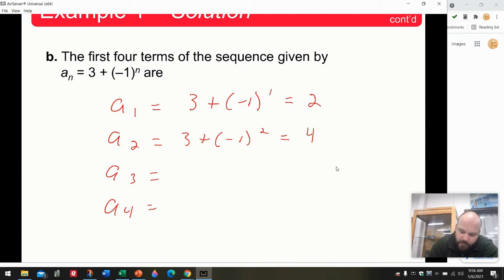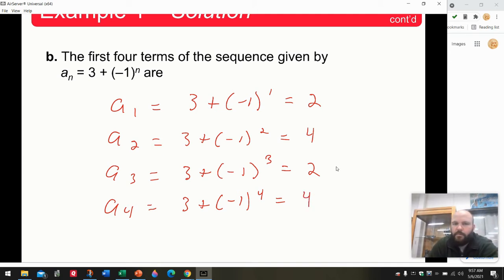Now for the third term, we will also plug in 3, but what you're going to see is we will kind of circle back and it will be the same as the first term. We have negative 1 to the third power, which is negative 1. And then when you add that to 3, you end up with 2. So once again, we come around with 2 again. Now a sub 4, I think you'll begin to see the pattern here. Negative 1 to the fourth power is positive 1, and positive 1 plus 3 is 4.